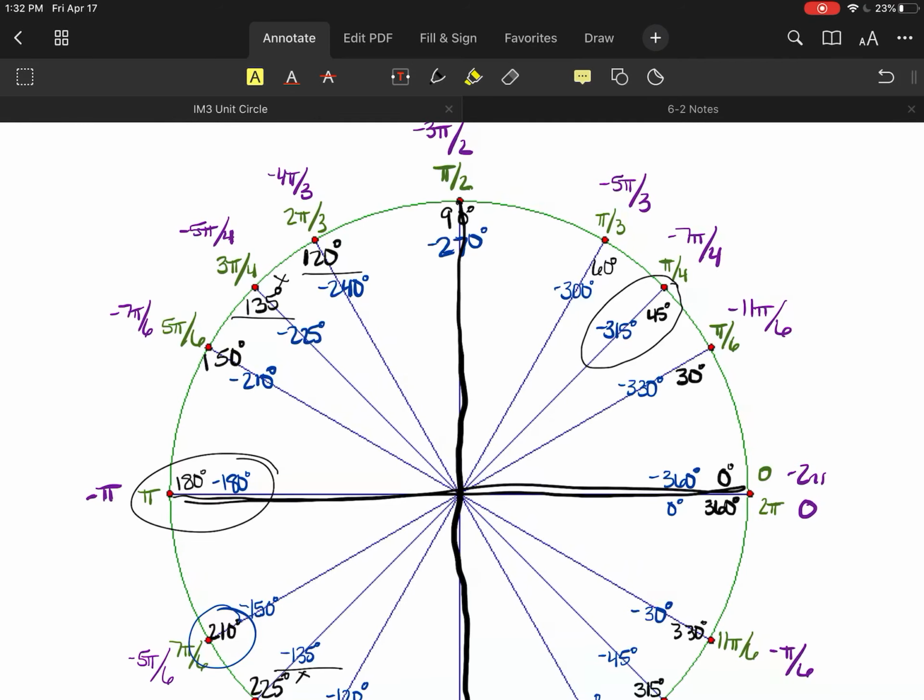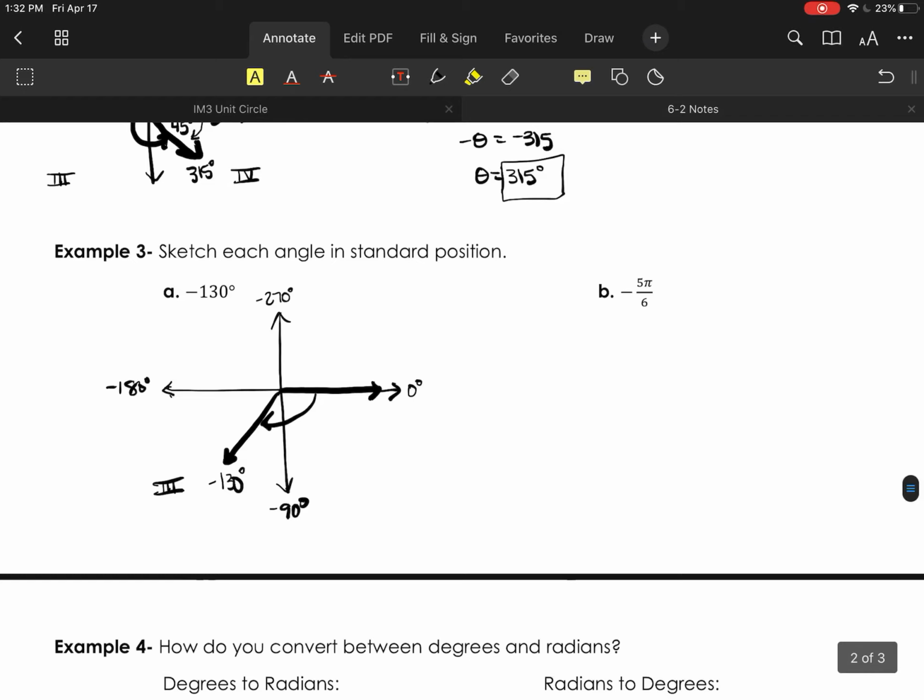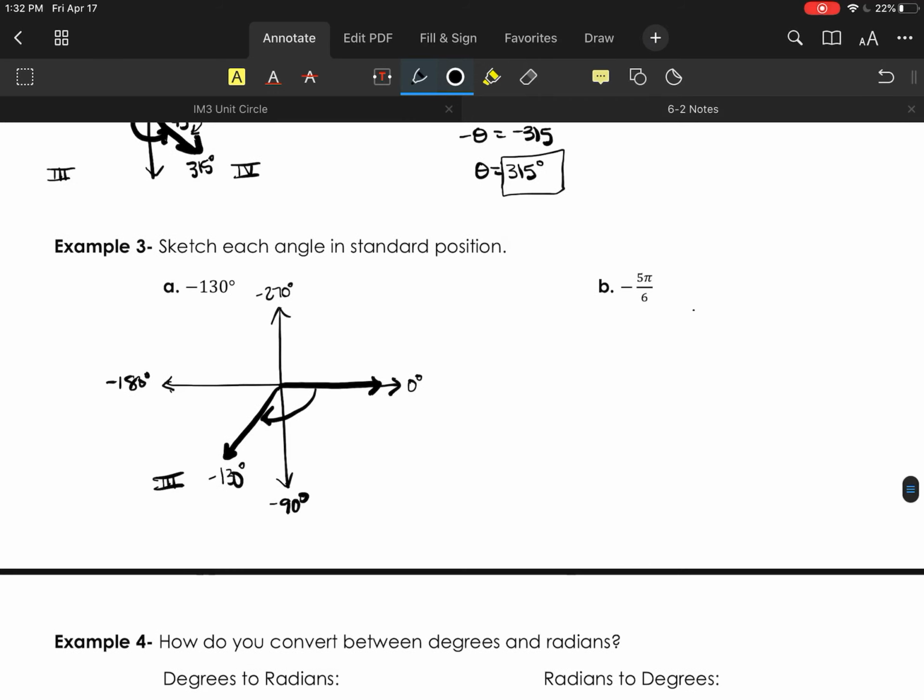It's a different way of measuring angles, okay? So, looking at letter B, it says negative 5 pi over 6. Again, easiest thing is going to be to use your unit circle. Before I do that, I'm going to quickly draw my coordinate plane here. A general rule for doing radians is you always start with 0.